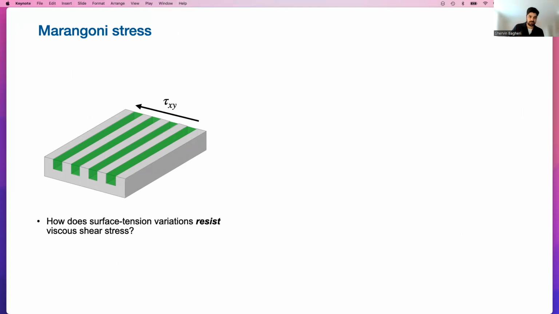So one of the things we started to also look at is these interfaces. One of the big problems with these surfaces is that there's always something in the water that modifies the surface tension, right? So we want to understand how surface tension variations arise, and when they arise, how do they interact with the viscous shear stress?